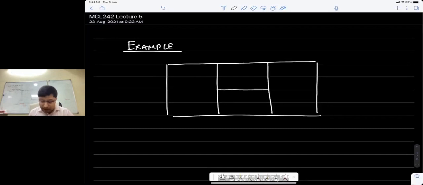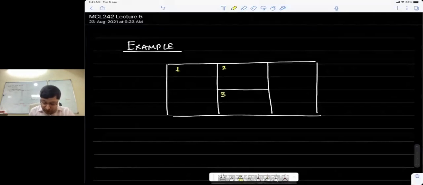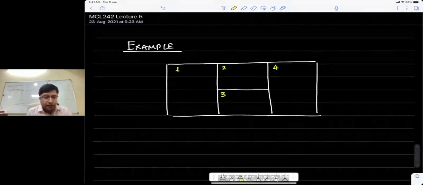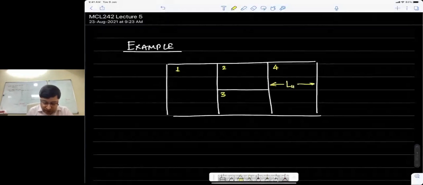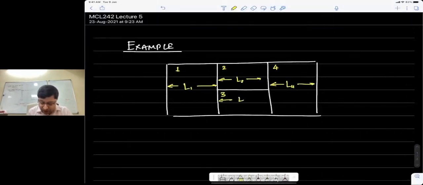I can maybe label them. So this is block one, this is two, three, and four. And their geometry is also known, and the material property is also known. So let's say this is L4, this is L1, this is L2, which is the same as L3, but for now I'm just keeping it in a general way.